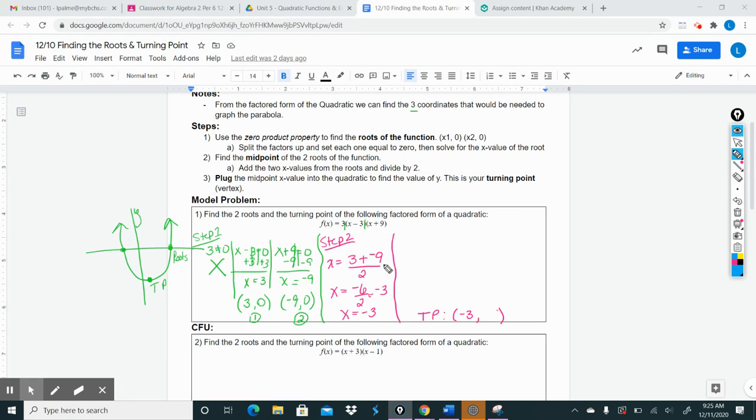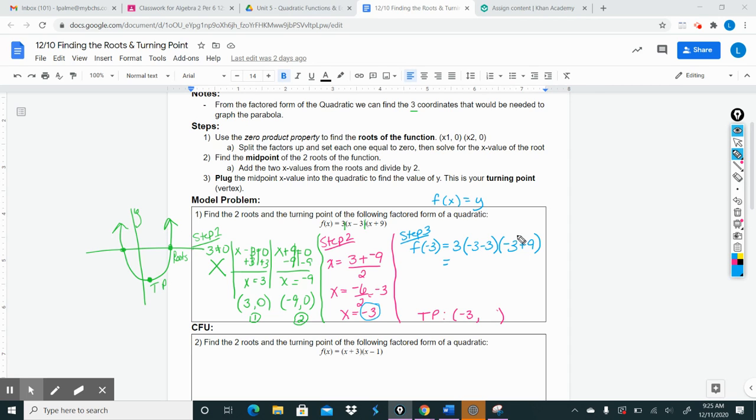So step 3 is taking this x value and plugging it back into your f of x, which is f of negative 3 now. So wherever you see an x, you put negative 3 into your factored form of the equation. Then we go ahead and solve. Remember, f of x is the same thing as y, so we are finding our y value here.